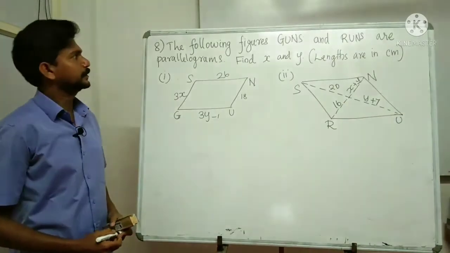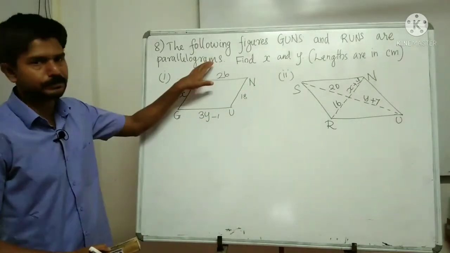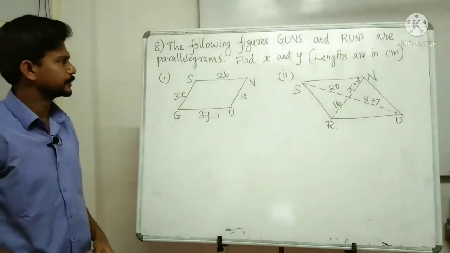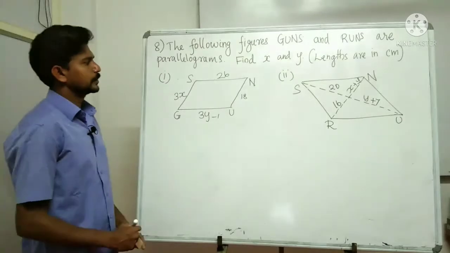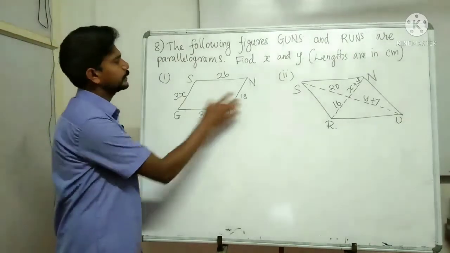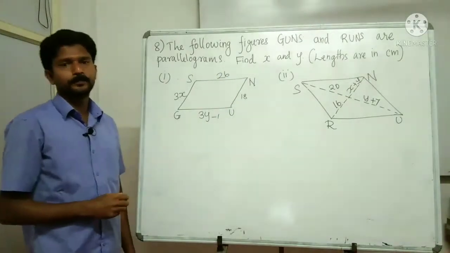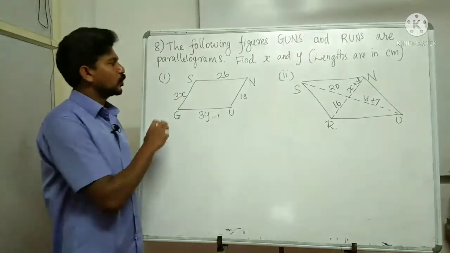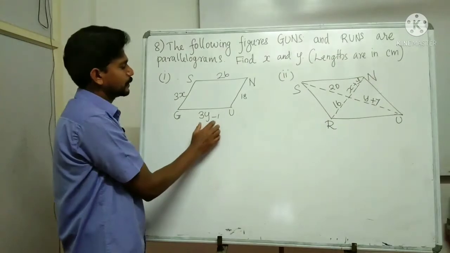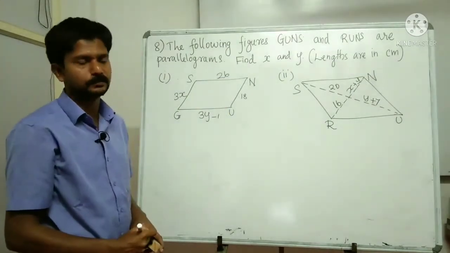Next, question number 8. The following figures, GUNS and RUNS, are two parallelograms. Find x and y. Lengths are in centimeters. So first, we are given a parallelogram. Here the side values are given. What is the property connecting the sides of a parallelogram? Opposite sides are equal. So 3x is equal to 18 and 3y minus 1 is equal to 26. Using that, we can find the values of x and y.